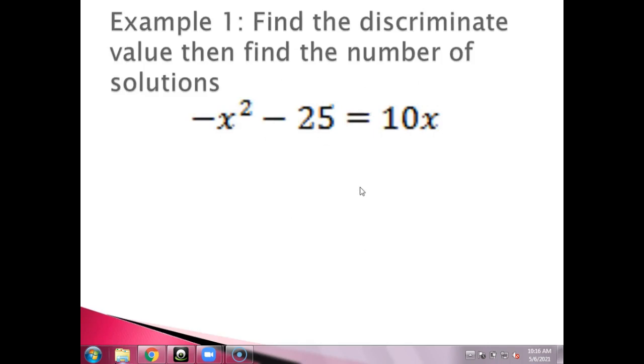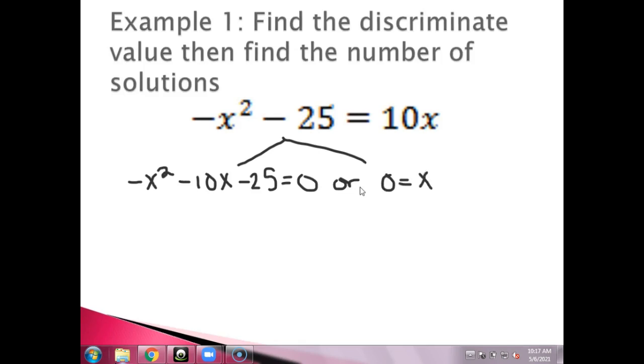Okay, so in this one, once again, you need to get it set equal to 0. It doesn't matter which direction you move the 0. So you could have -x squared minus 10x minus 25 equals 0. Or you could have moved everything to the right side and had 0 equals x squared plus 10x plus 25. So these are equivalent equations. They'll get the same roots. You'll have the same discriminant. It's just one set equal to the left and one set equal to the right.